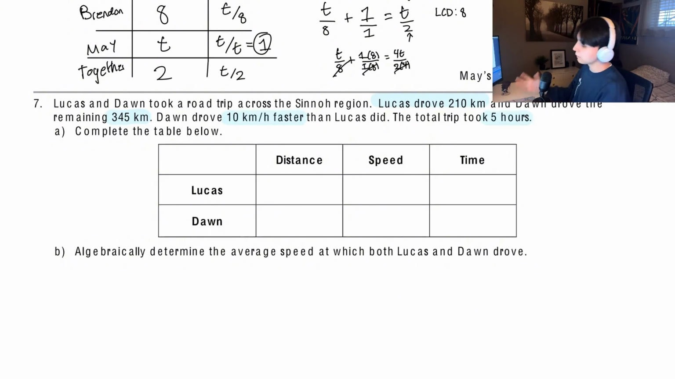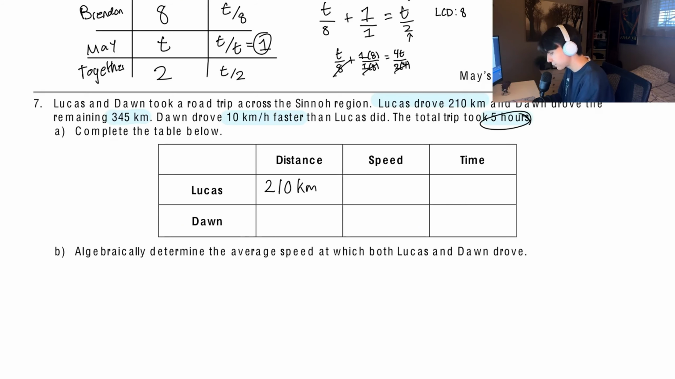So you may think that 5 hours, right? You're just going to put that in time, 5 hours. But no, that is not what we actually have to do here. Let's fill out our distance first. Lucas drove 210 kilometers, and Don drove 345 kilometers. Don's speed was 10 kilometers faster than Lucas's. So Lucas's speed could be X, and Don's speed can be X plus 10, because it's 10 kilometers faster.